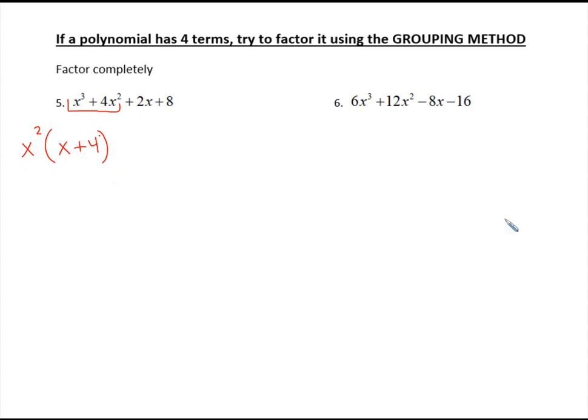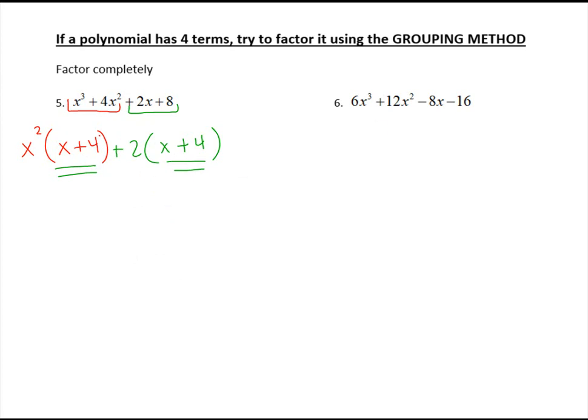Then I'm going to group the next 2, and take out the GCF from here. So it looks like I can take out a positive 2, and then that'll leave me with x plus 4. Now when you're using the grouping method, these binomials should be the same after you take out the GCFs. If they're not the same, then you might have done something wrong, or maybe the problem cannot be factored using grouping. Okay, so this is a good indicator if you're doing the problem correctly, if these binomials are the same.